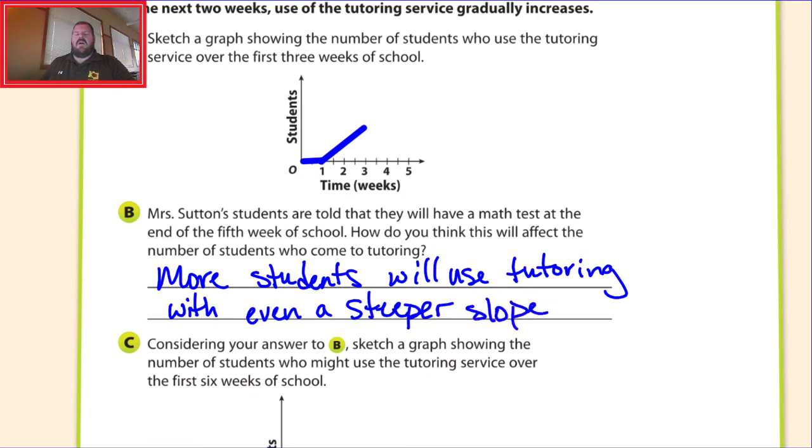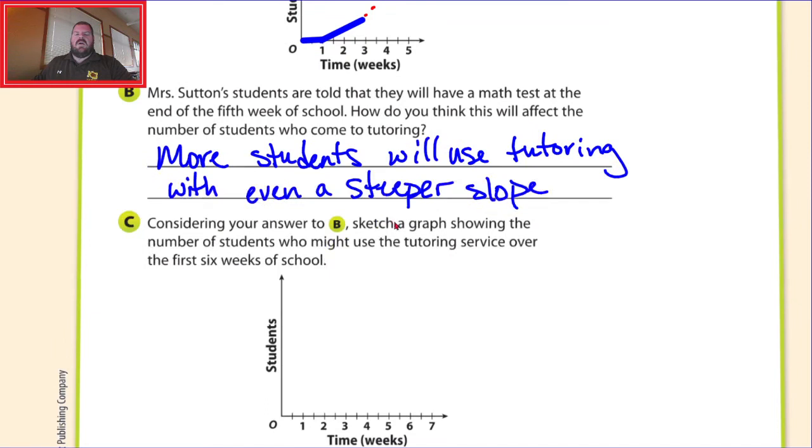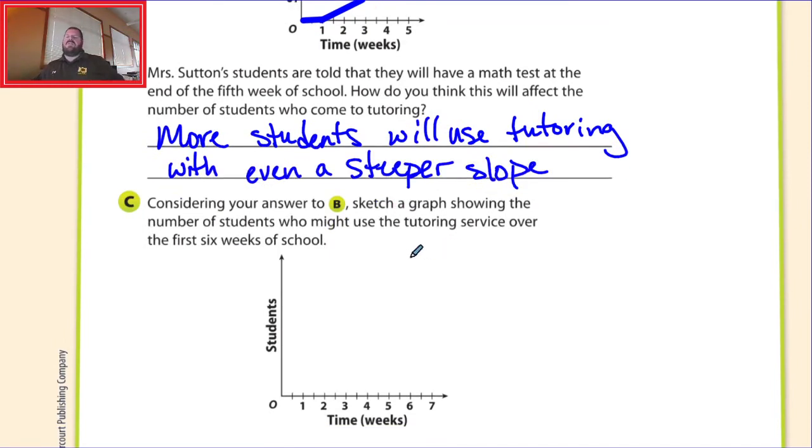So I'm anticipating, I'm actually going to level this one out a little bit so I can show a difference. I'm hoping that we get a steeper slope as more students, I tried to stay on kind of a straight line, but definitely not the same slope as this one. I was hoping for a little bit steeper. Considering your answer to B, sketch the graph of the number of students using the tutoring over the first 6 weeks of school. Okay.